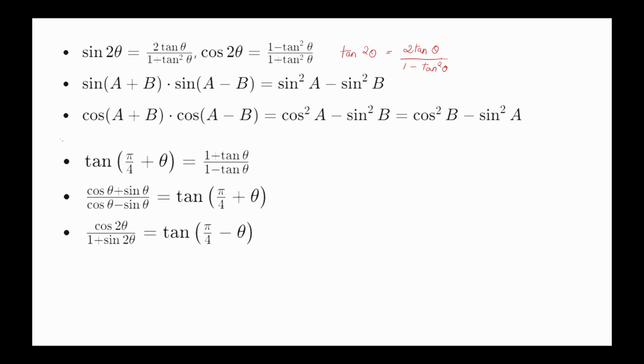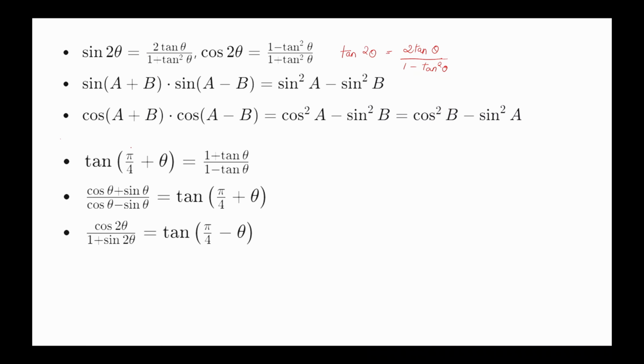Again, a formula for you to remember, sine (A plus B) into sine (A minus B). What I'll do is I'll simply open this up using the compound angle formulas that we had studied, and we would get sine square A minus sine square B. For cos also we would get cos square A minus sine square B, or this can be written as cos square B minus sine square A.